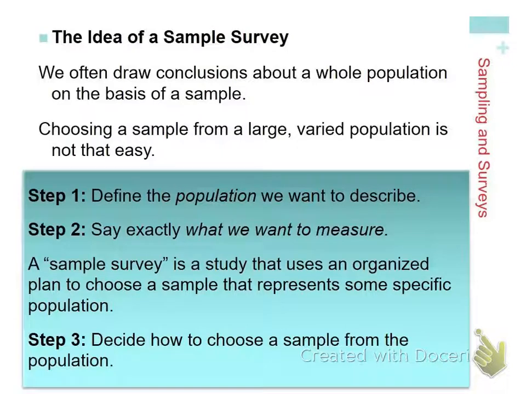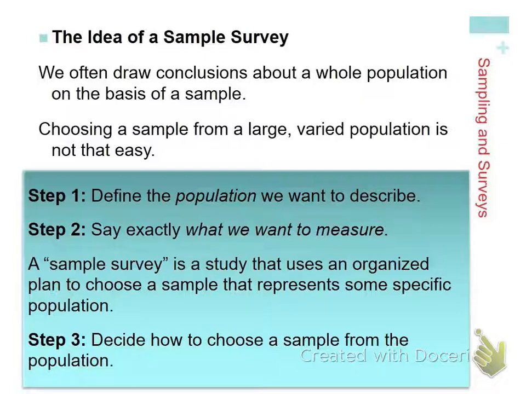So, again, the idea behind a sample survey, which is an observational study, is to draw conclusions about a whole population. We want to choose a sample, and we want to do that from a large, varied population. And it's not really that easy, right? There's not really a best method. It's pretty tough, right?